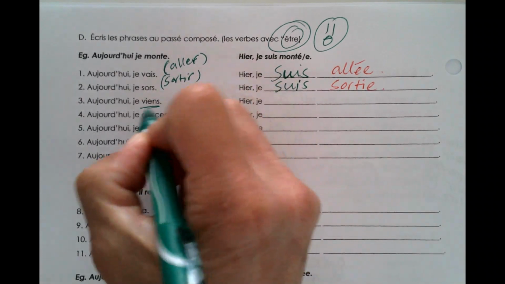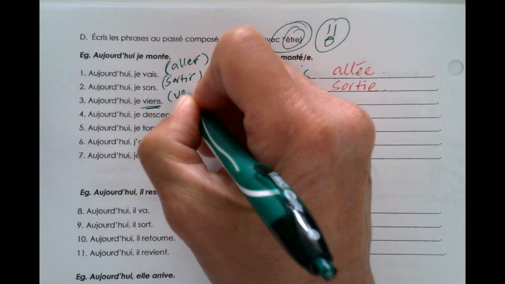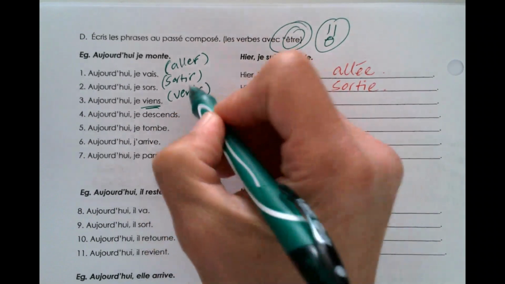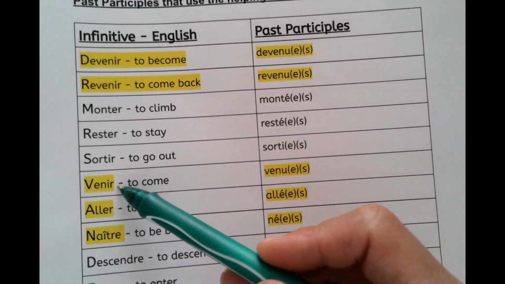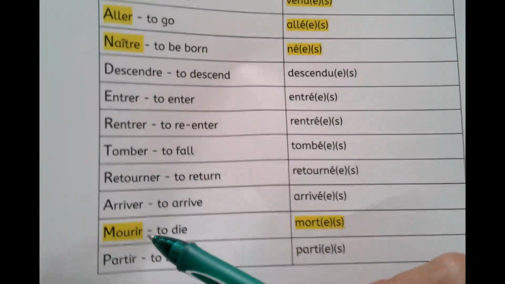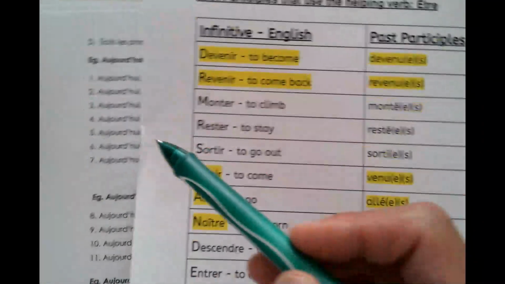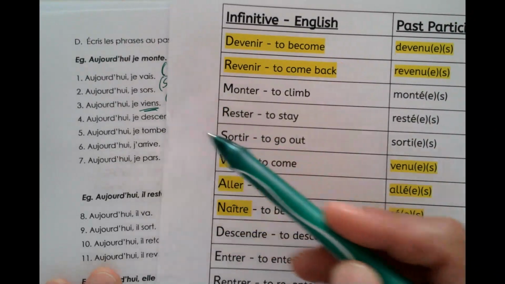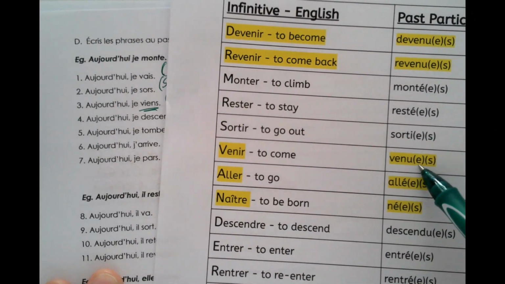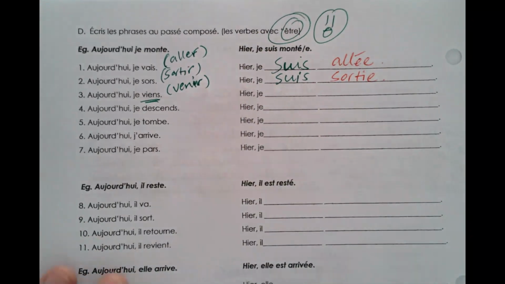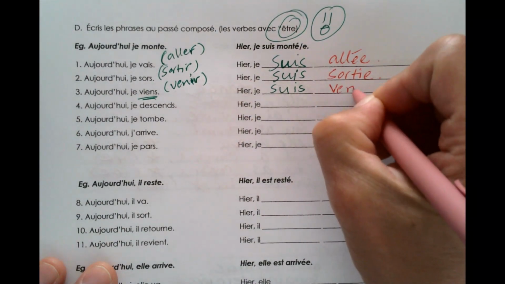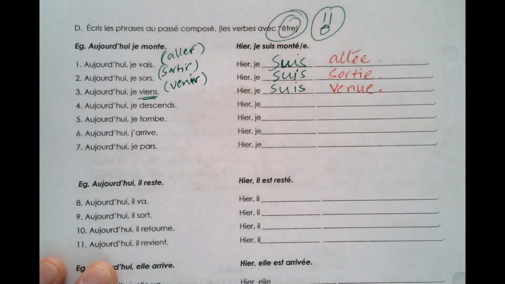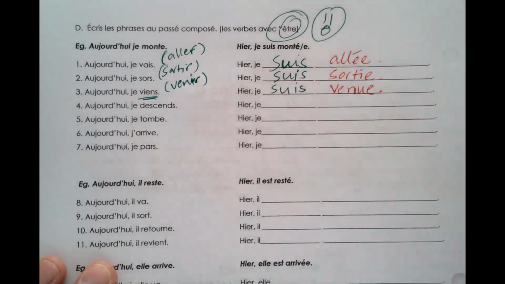Okay? Which verb is this? This is the verb venir. Some of you are asking me, how do I know what verb that is? Well, look at your sheet. Which verb looks like that verb? Venir. There's no other verb that starts with a V. Hier, je suis venu. Don't forget the E, because you're all féminin for this activity.